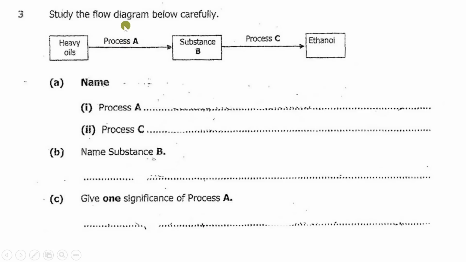Study the flow diagram below carefully. Heavy oils undergo process A and produce substance B. Substance B undergoes process C and produces ethanol. Then they're saying name process A. If you have a heavy oil that produces substance B, what have you done to the heavy oil? You have cracked it. So cracking, or catalytic cracking.